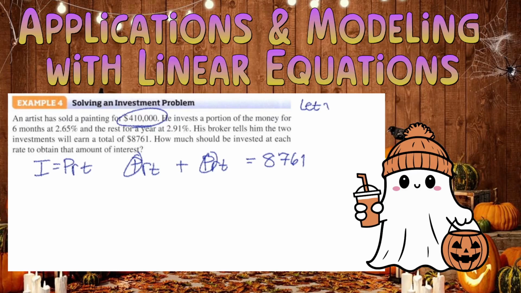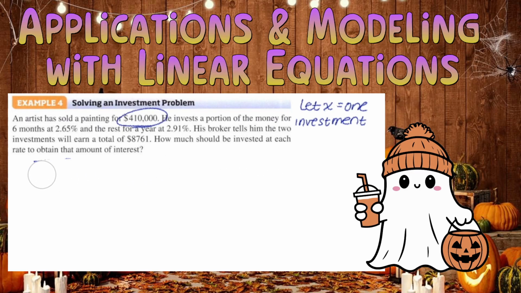So let X equal one investment, right? That's not my best writing. So let X, let's write it nicer. Let X equal one investment. Now, could I say let X be one investment and Y be the other? I guess, but I don't want to introduce more variables than necessary, okay? So I'm going to limit my variables by doing the following.